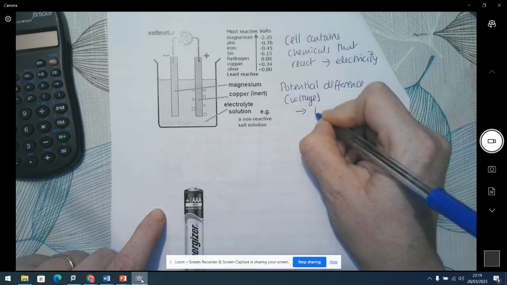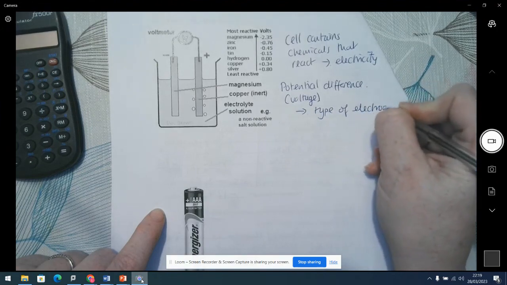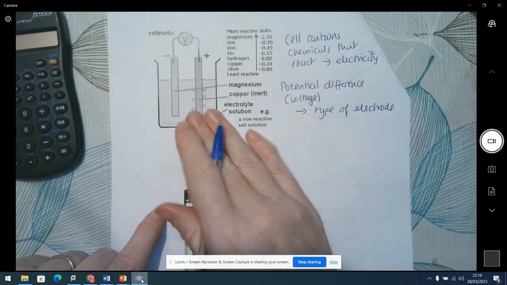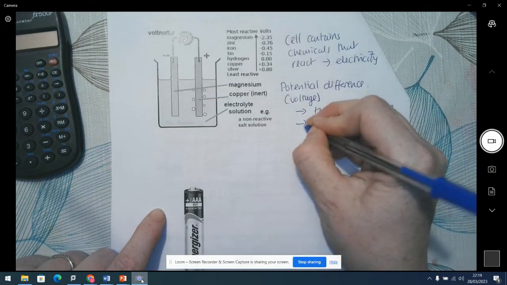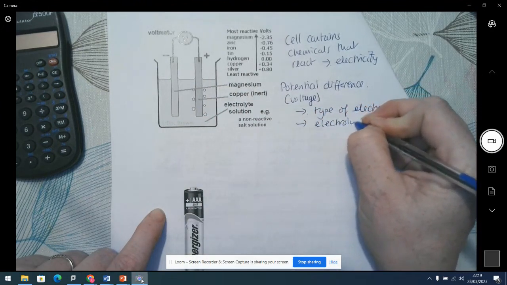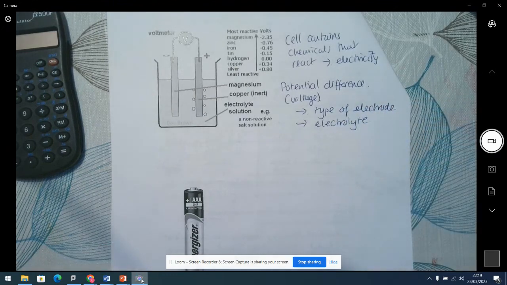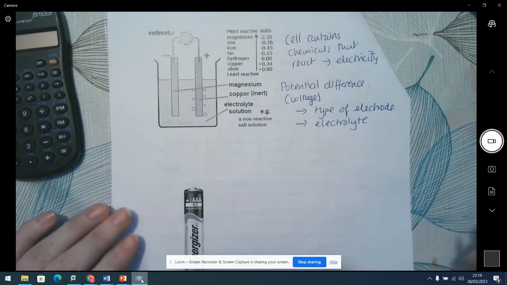Those factors include things like the type of electrodes we're using, which I'll come to talk about in just a sec, or the electrolyte that we're using. We talk a lot about electrolytes in the electrolysis video. So again, there's a bit of a link that could be made here. We could actually put these two things together.